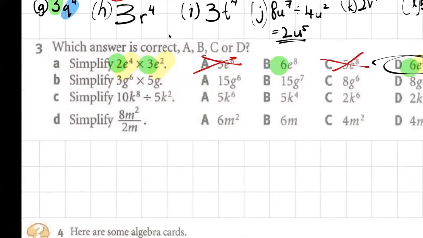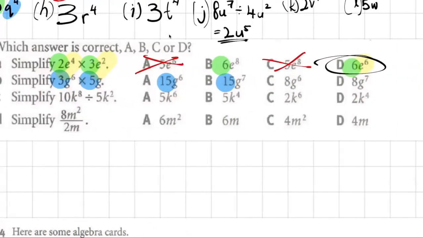Continue. 5 times 3 is 15, so that answer is correct. And then G6, G7 will be the answer.